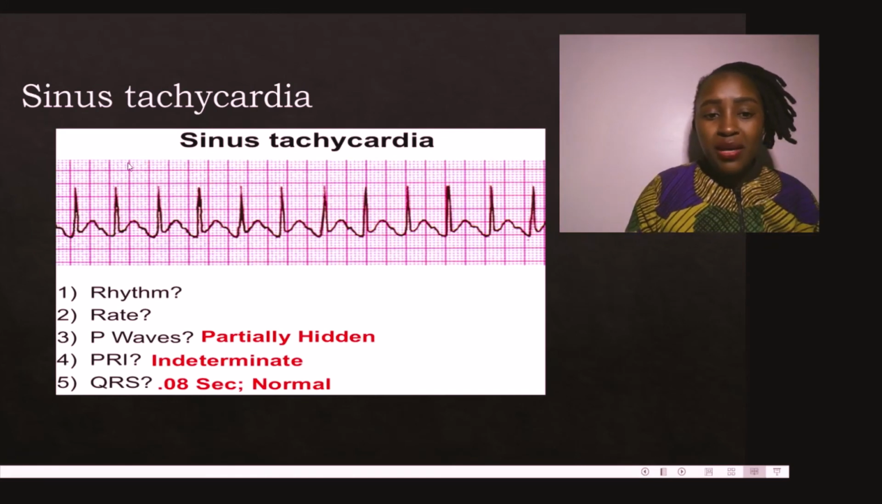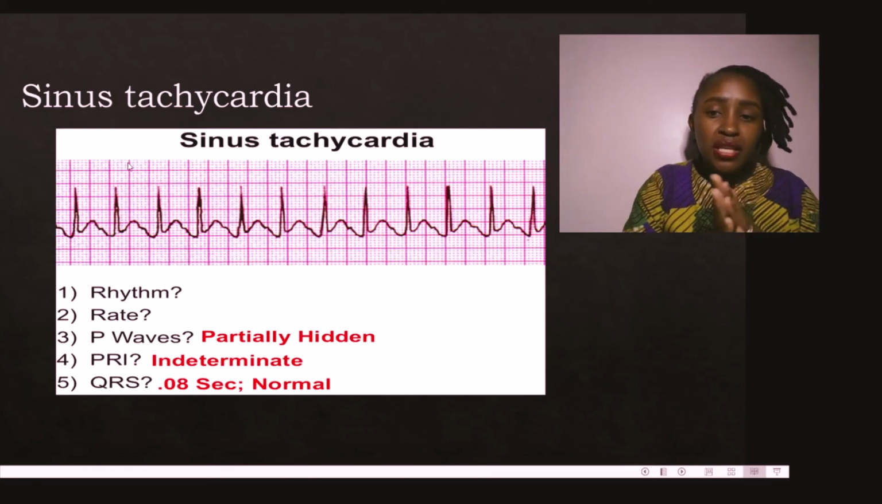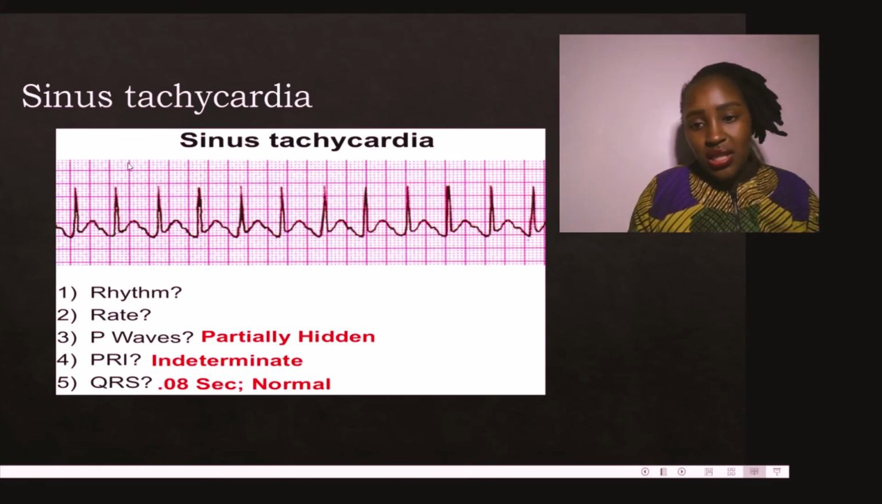The P waves are partially hidden, so we are not able to calculate the PR interval, and the QRS is narrow or within the normal range. It is about 0.08 seconds if you are able to calculate that. And this tells you this is a sinus tachycardia, basically.